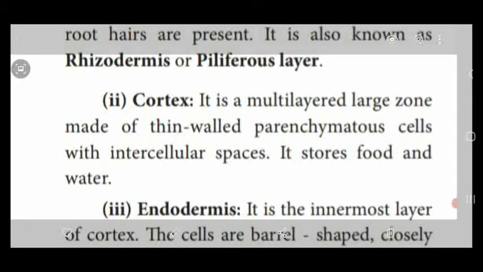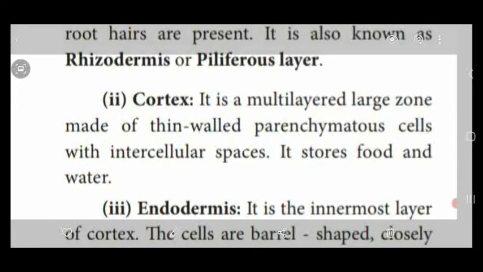Next one, cortex. So what is the cortex? Cortex is named as ground tissue. Pericycle, endodermis, cortex and pith are named as what? Ground tissue system. So here the root region also has the cortex. It contains many layers, that is, it is multi-layered, a large zone made up of thin-walled parenchymatous cells with intercellular spaces.